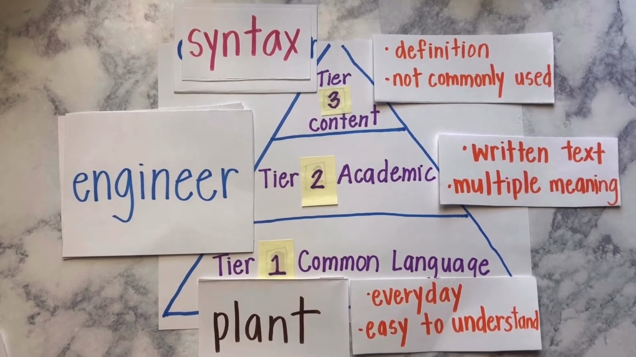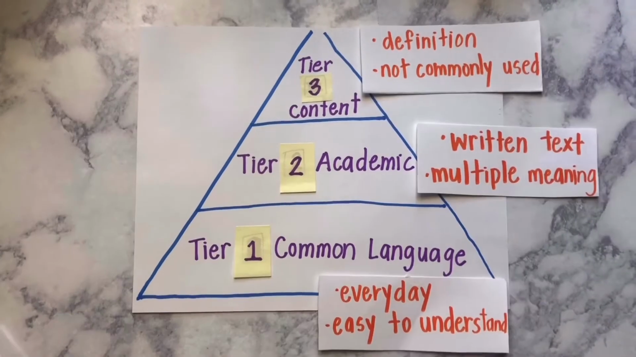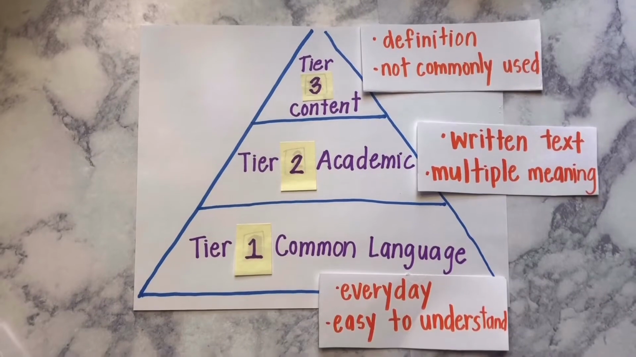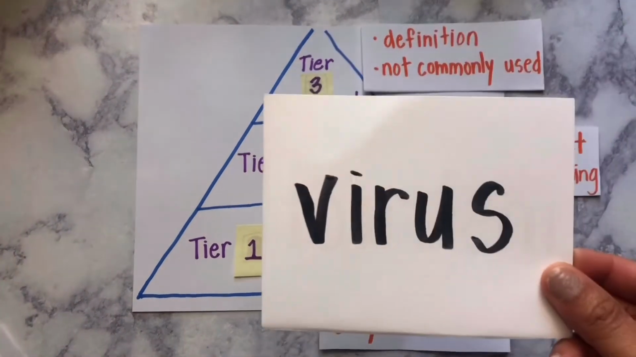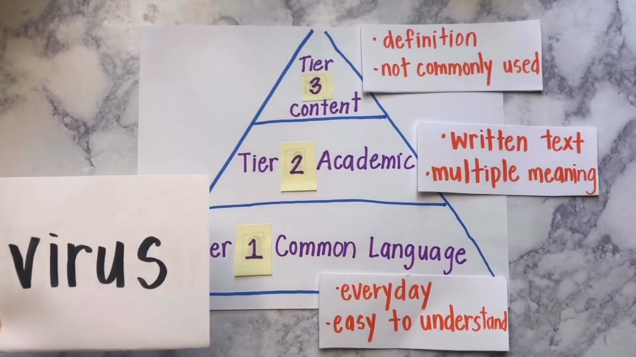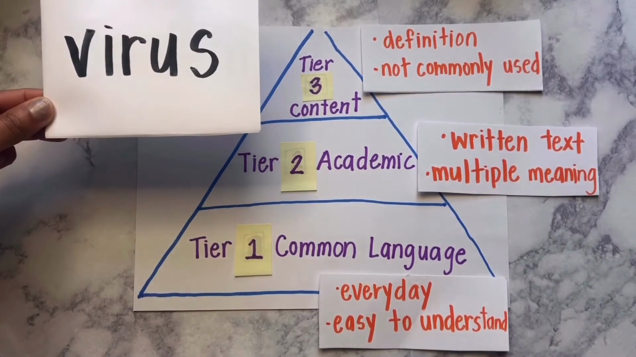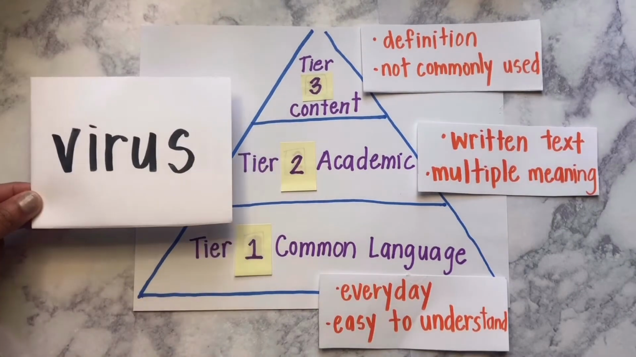Let's take a look at other examples and think about where would these words fall under these 3 tiers. Right now, our schools are closed because of a virus. The word virus, do you think belongs in a tier 1, tier 2, or tier 3 category? If you guessed tier 2, you are correct.